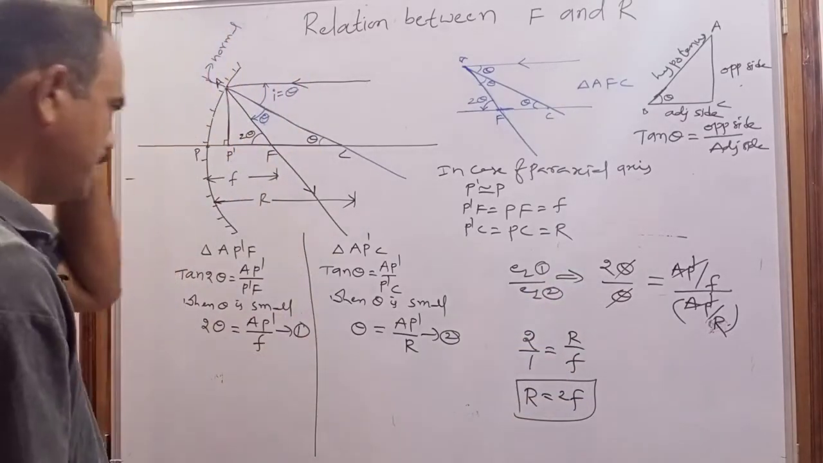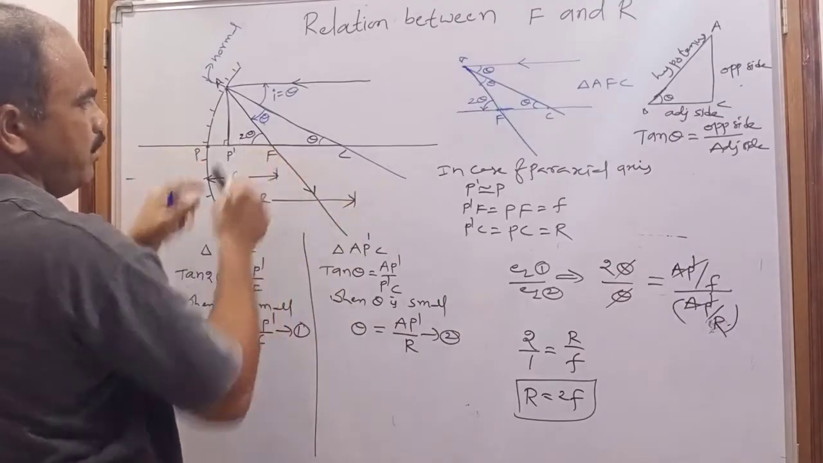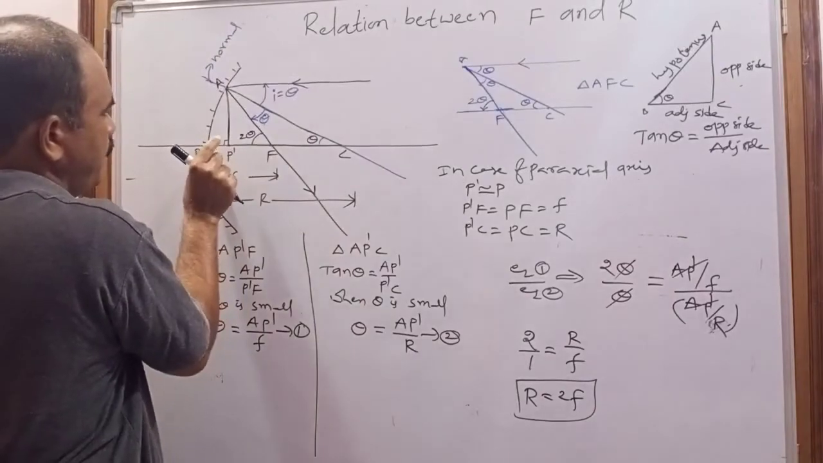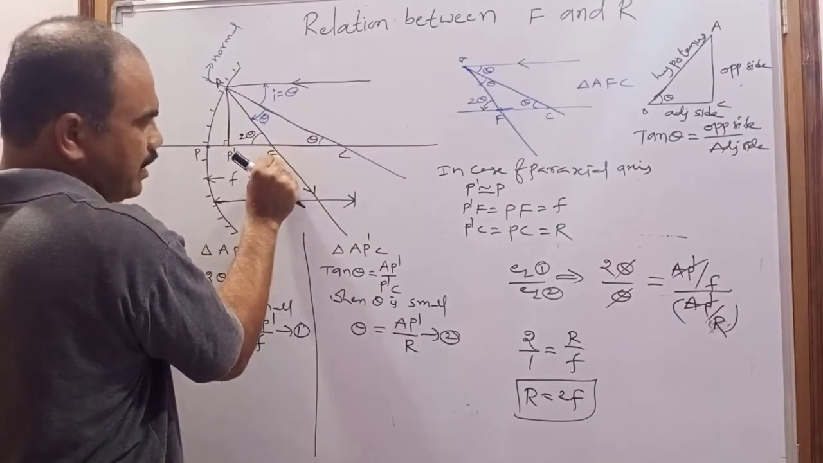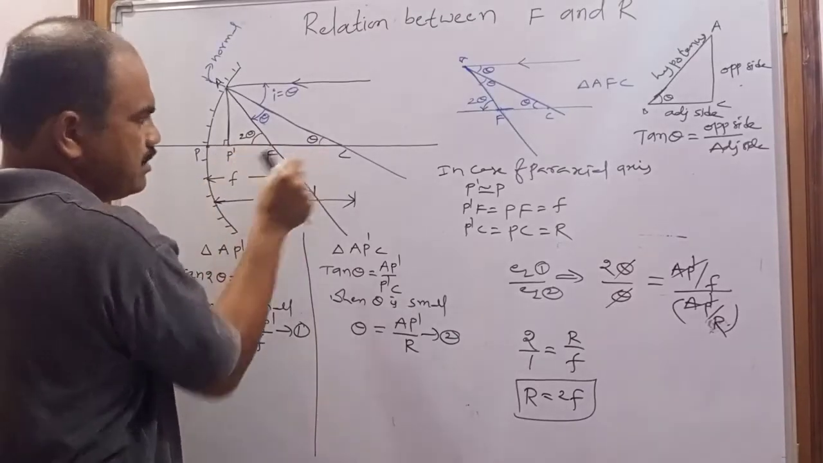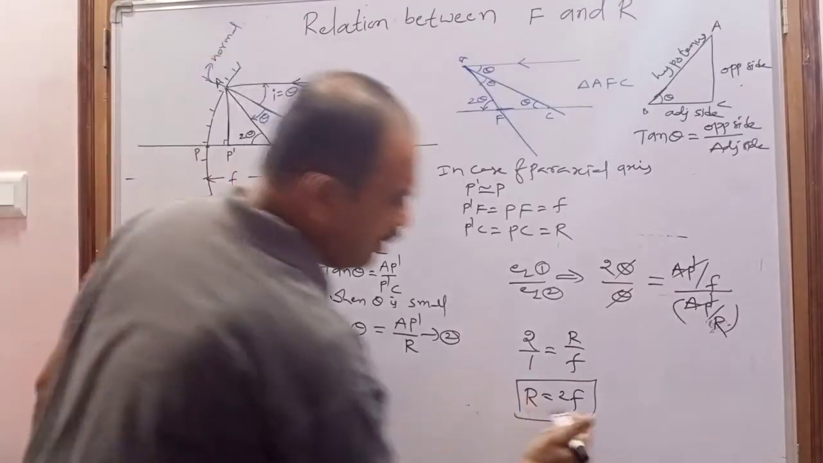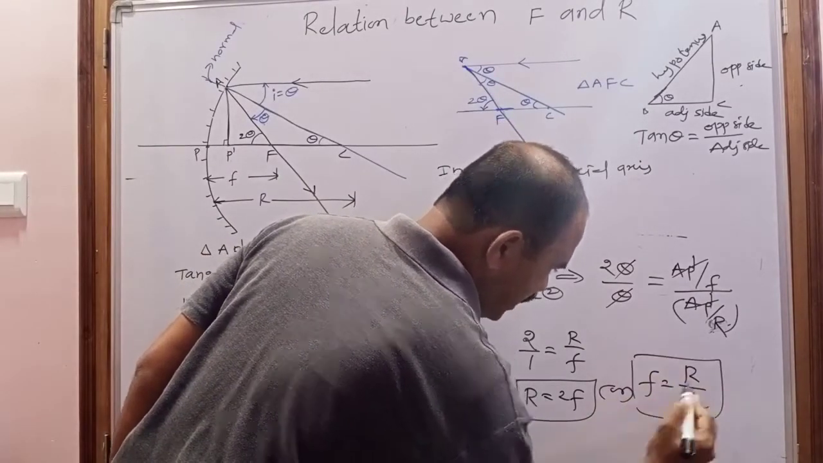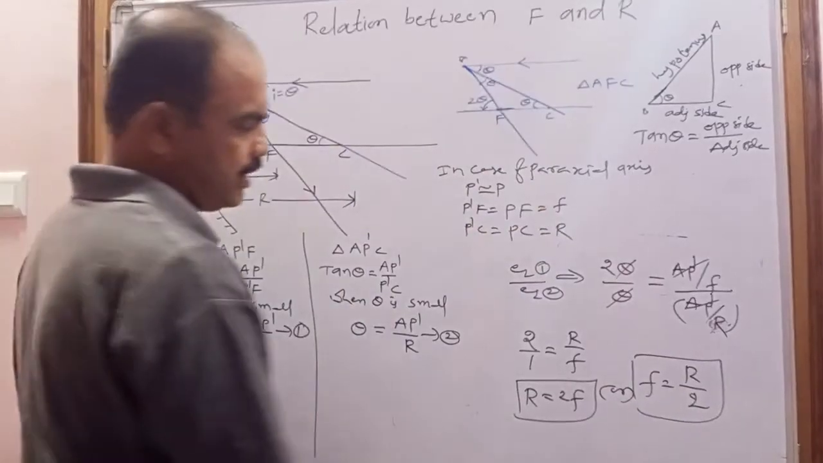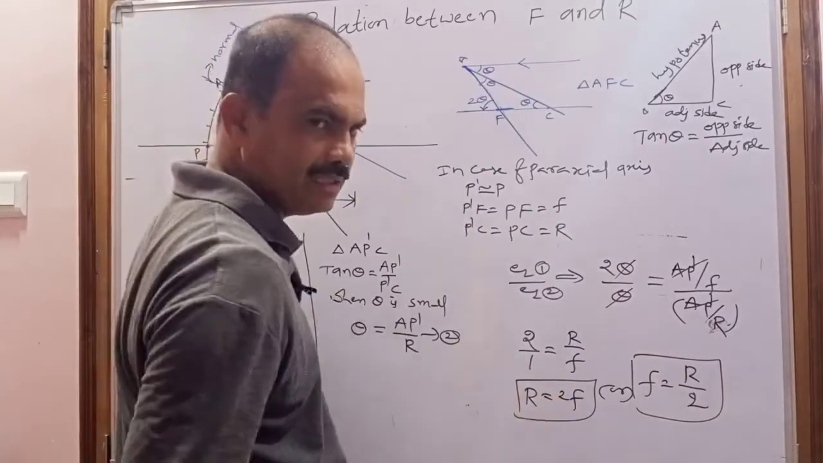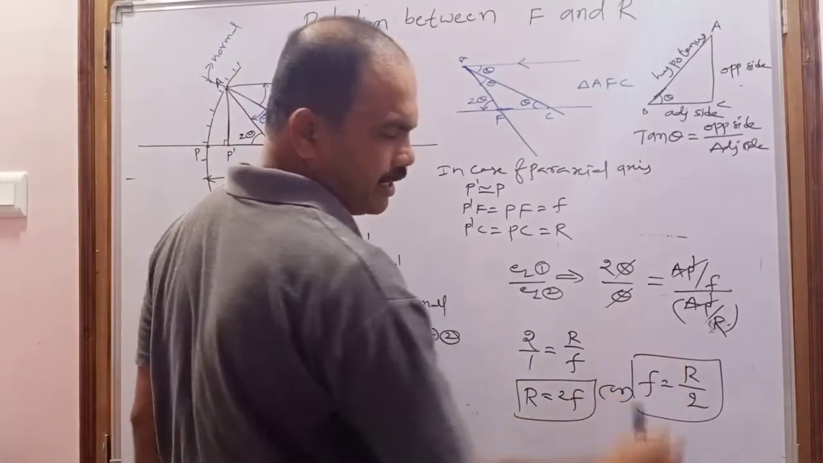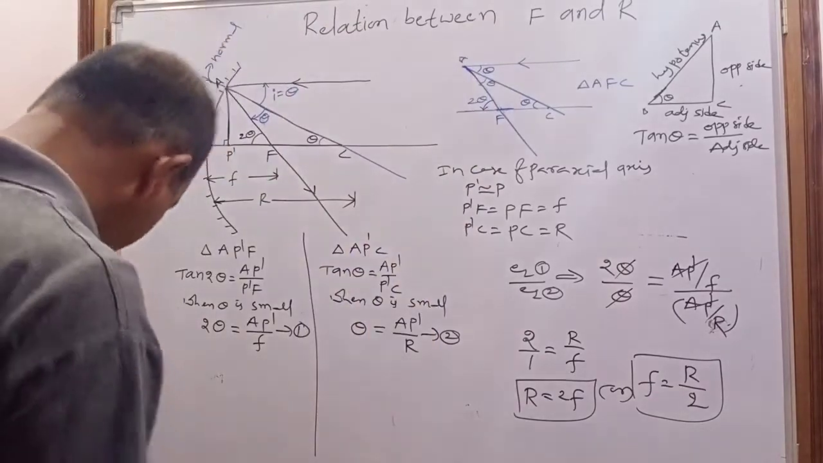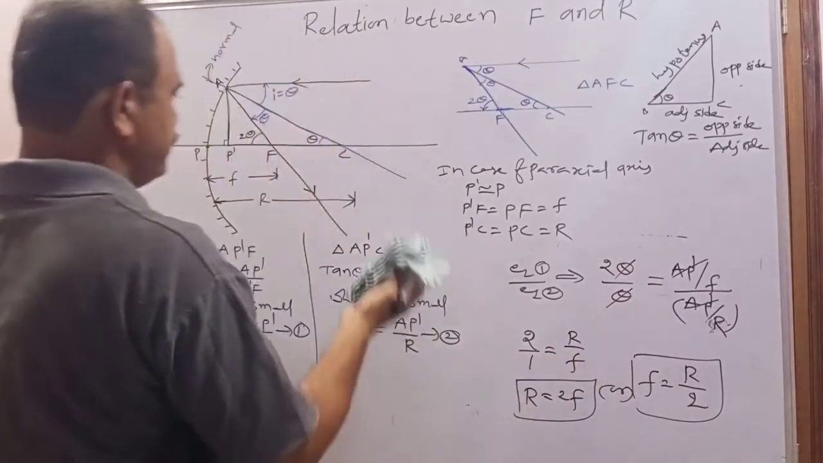The radius of curvature is always double the focal length. That's why in the previous class I said the distance between the pole and focus must be the same as the distance between the focus and center of curvature. If this is f, this is also f, and together that is R. The focal length is half of the radius of curvature, or the radius of curvature is double the focal length. This is the relation between focal length and radius of curvature. So remember this formula, very important.